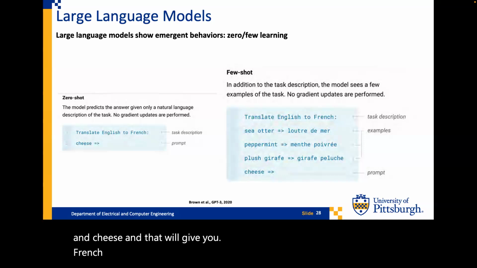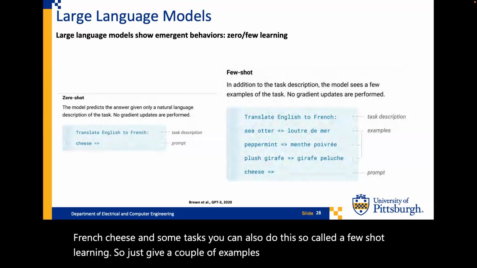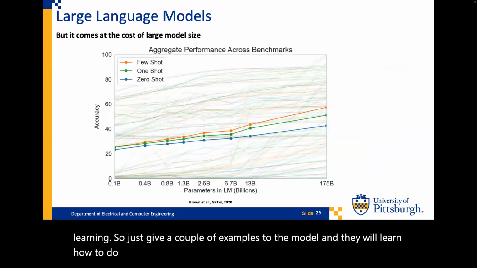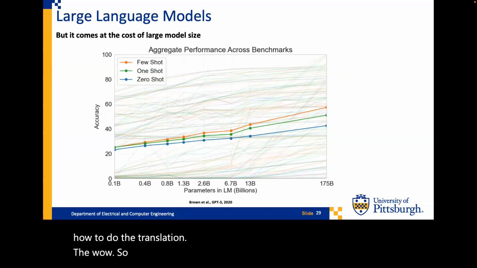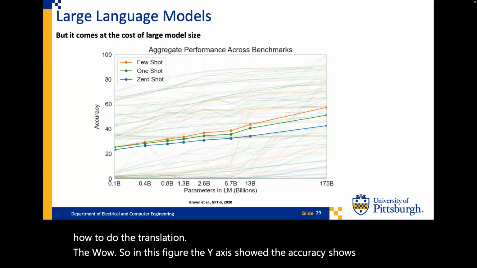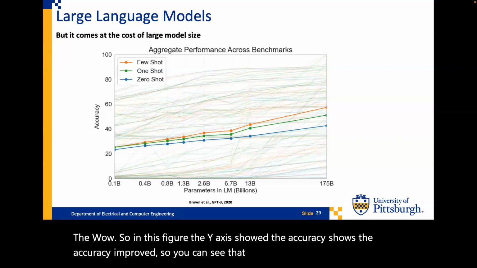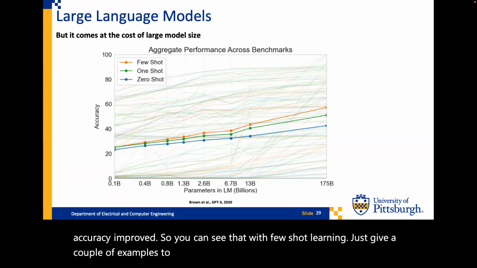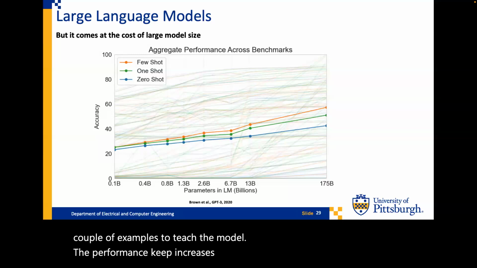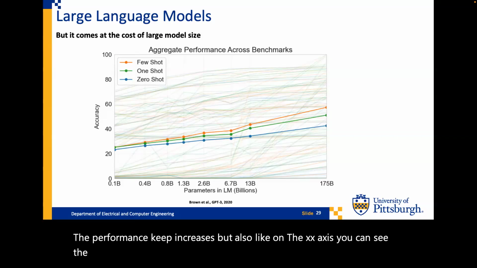And for some tasks you can also do so-called few-shot learning. Just give a couple of examples to the model, and it will learn how to do the translation. In this figure, the y-axis shows the accuracy. You can see that with few-shot learning, just giving a couple of examples to teach the model, the performance increases, and also on the x-axis, you can see the parameter size increasing.